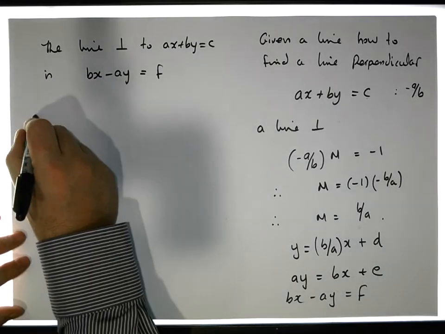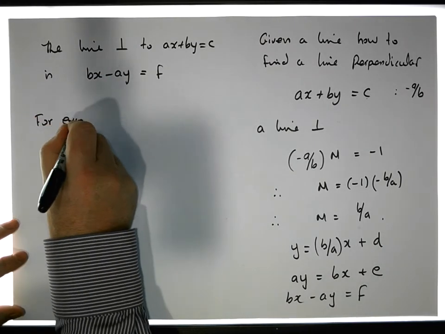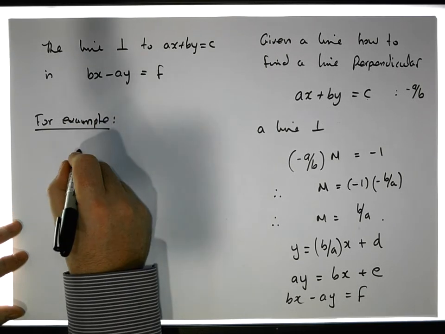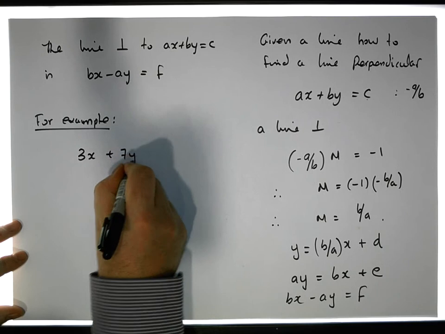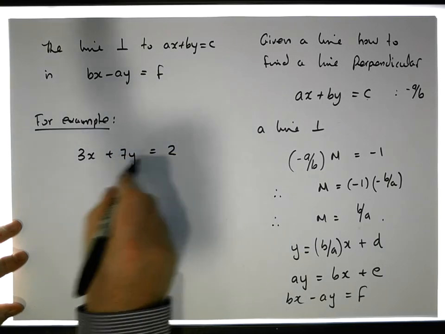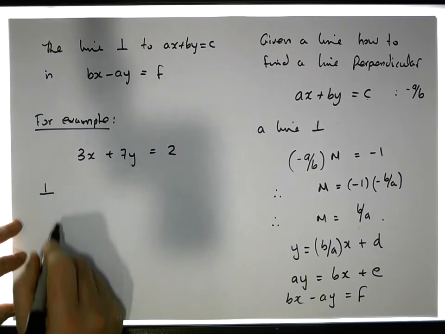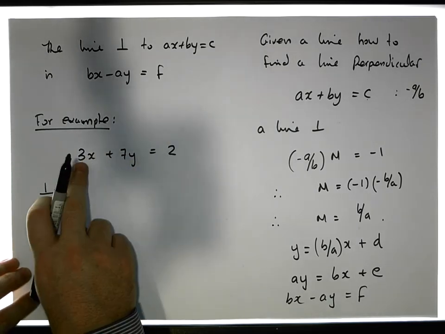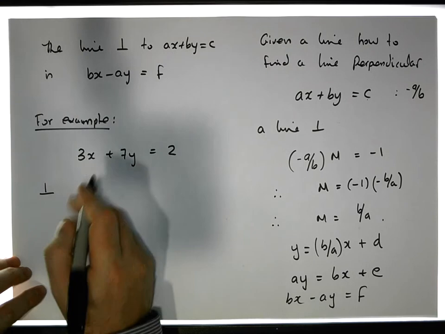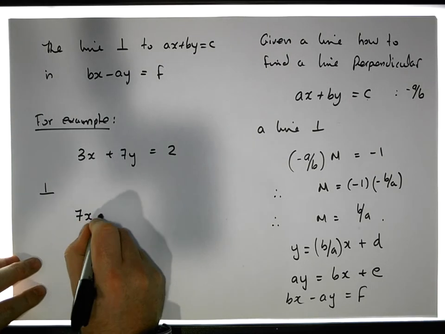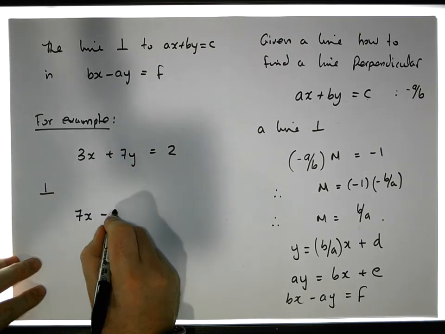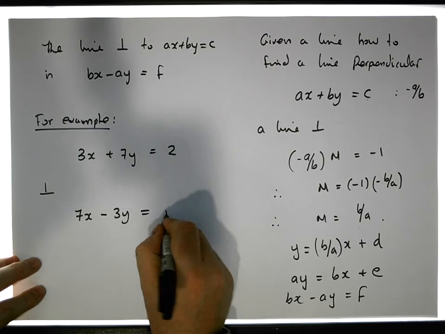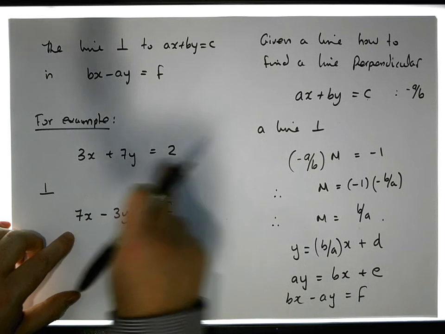So for example, take a line that's perpendicular to 3x plus 7y is equal to 2. What we're going to do is flip the a and the b around. So it's going to be 7x minus the coefficient, minus 3y, equal to some number k, or some number f. This line here is always going to be perpendicular to this line here.